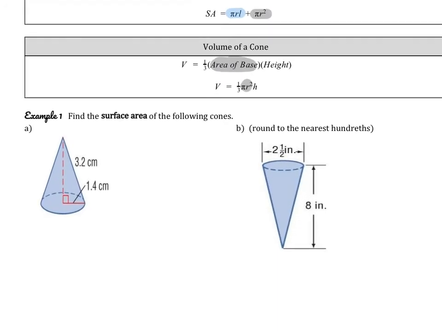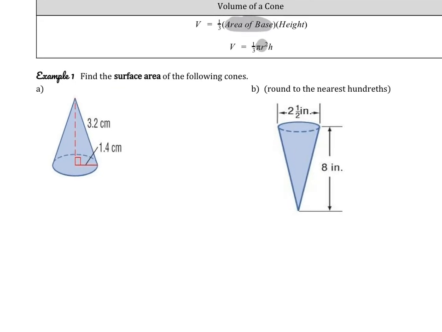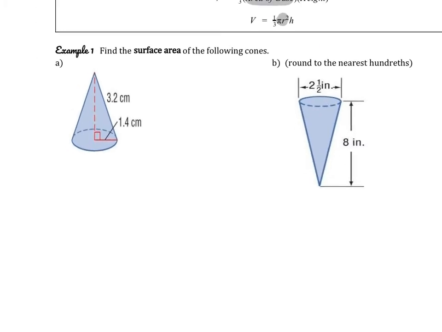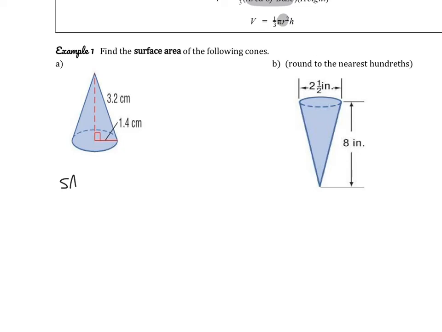All right, so let's try this first example where we'll be finding the surface area of the following cones. Remember for surface area, it's going to be the lateral surface, which is pi times the radius times the slant height, plus the area of the base, which is pi r squared. We know our radius is 1.4, and we know the slant height is 3.2. Notice this is our slant height right here, and this is our overall height. So we do want the slant height for this formula.